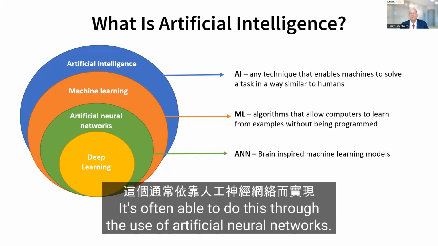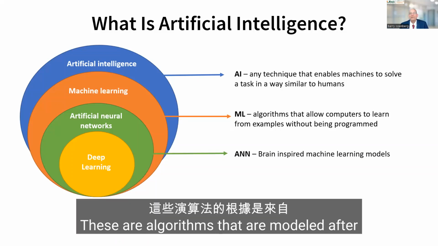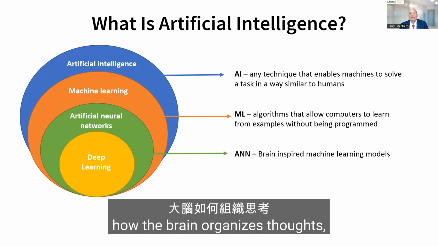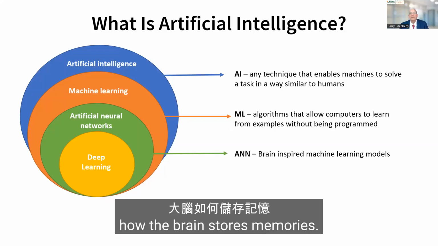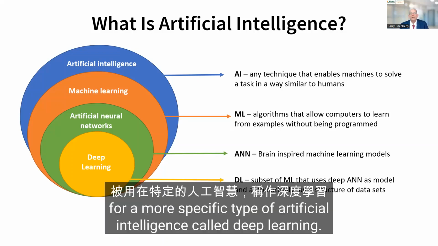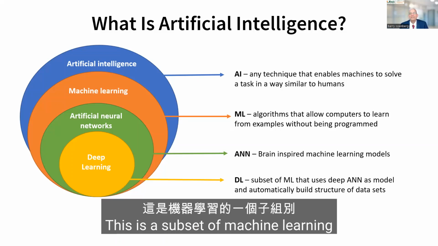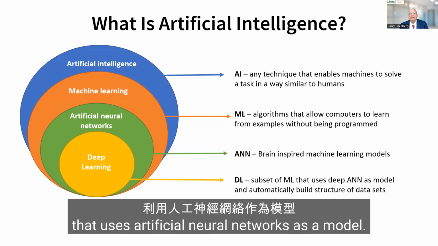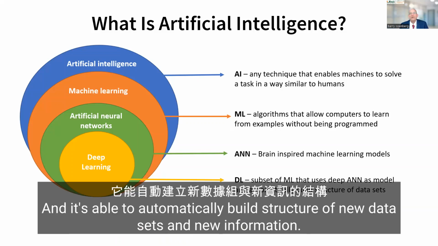It's often able to do this through the use of artificial neural networks. These are algorithms that are modeled after how the brain organizes thoughts and how the brain stores memories, and these neural networks are used for a more specific type of artificial intelligence called deep learning. This is a subset of machine learning that uses artificial neural networks as a model, and it's able to automatically build structure of new data sets and new information.